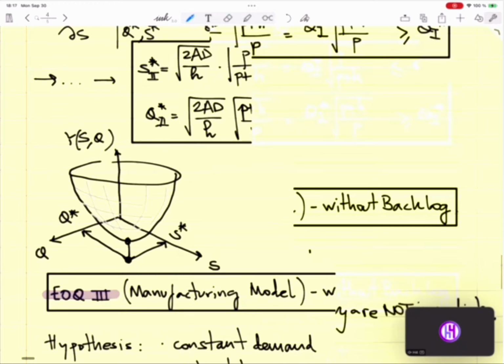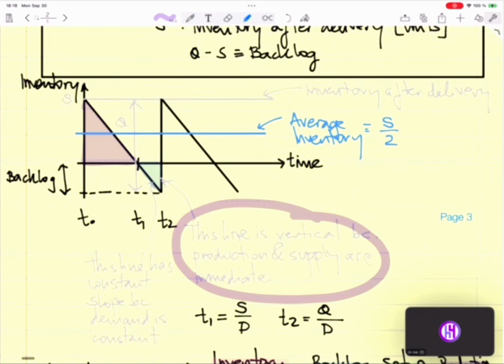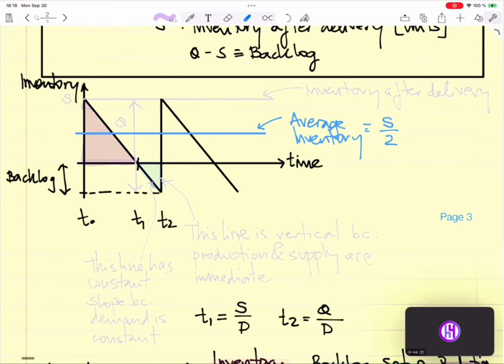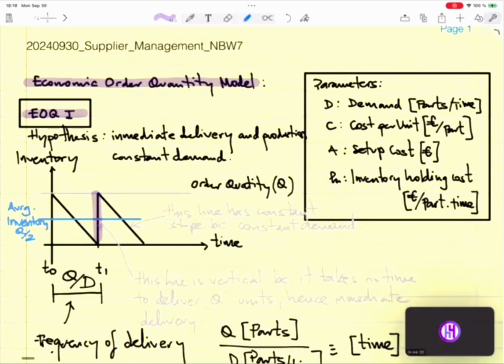Remember, I wrote here a sentence. This line is vertical because production and supply are immediate. This line, okay? And here again, also. This line is vertical because it takes no time to deliver, and so on, okay? That's why the line is vertical.